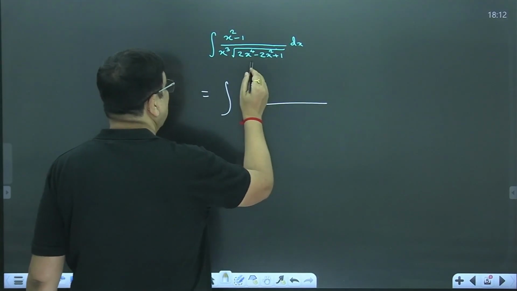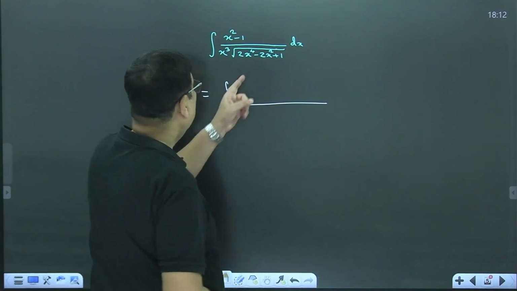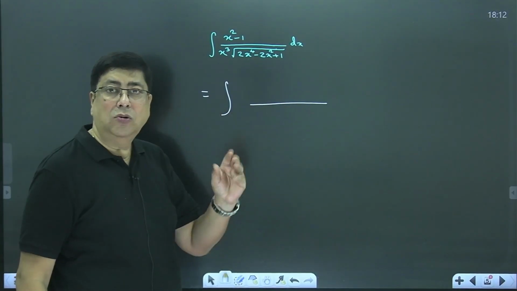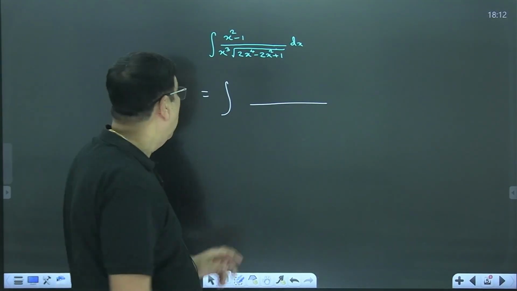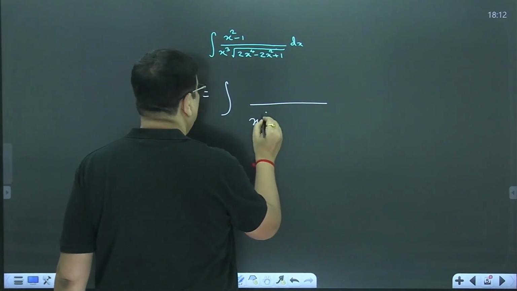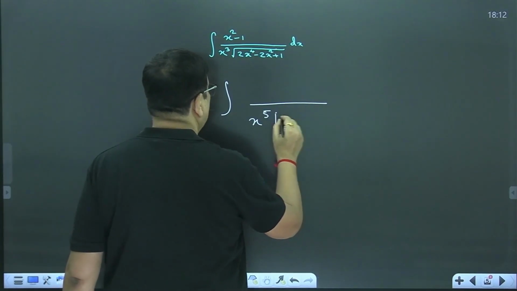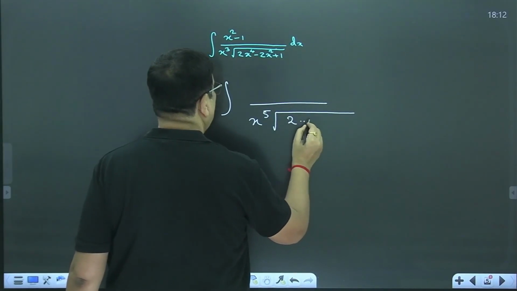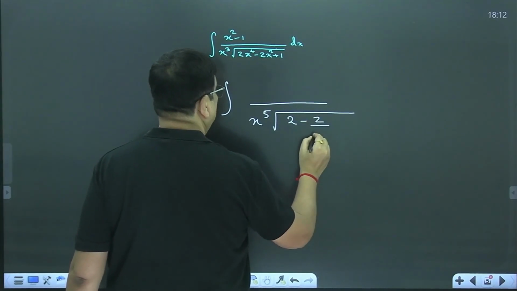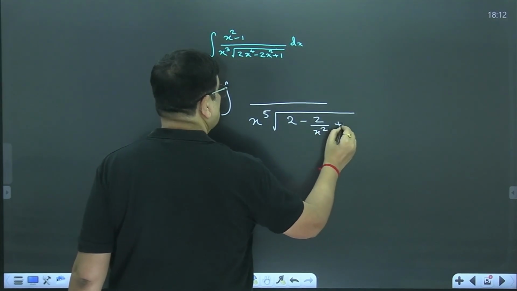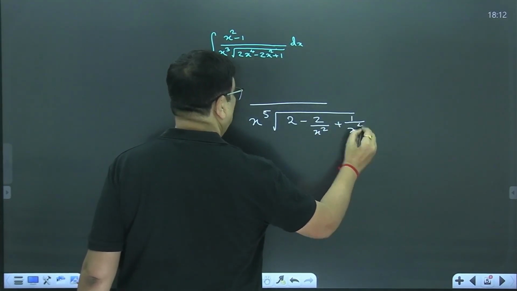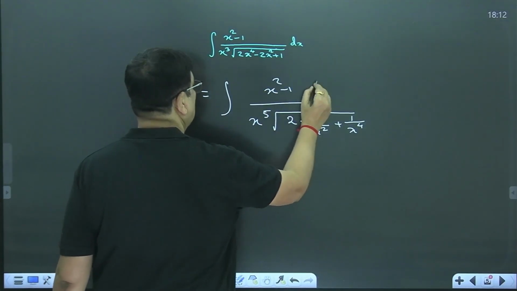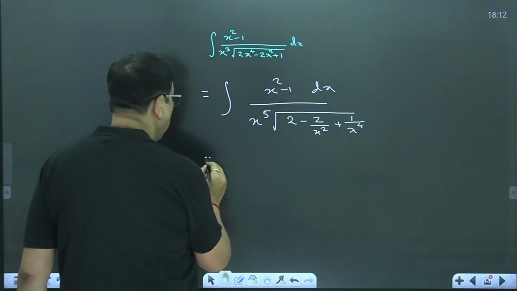So everybody, I am taking x to the power 4 outside. If I take x to the power 4 out of the root, it comes out as x square, so outside x cube. Therefore, I am writing here x to the power 5 in the denominator, and here it comes to be 2 minus 2 by x square plus 1 by x to the power 4. The numerator is as it is, dx. Okay, ready? Now what will we do?